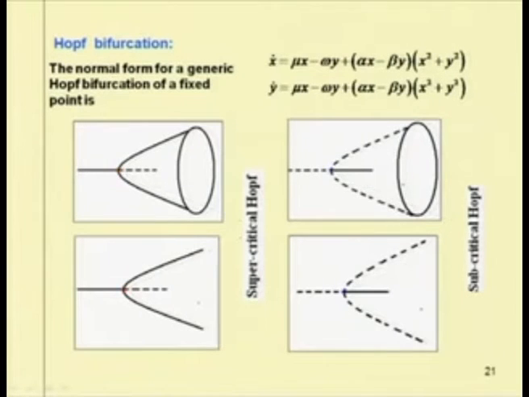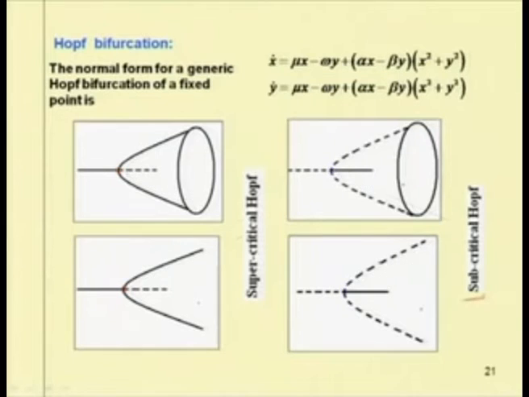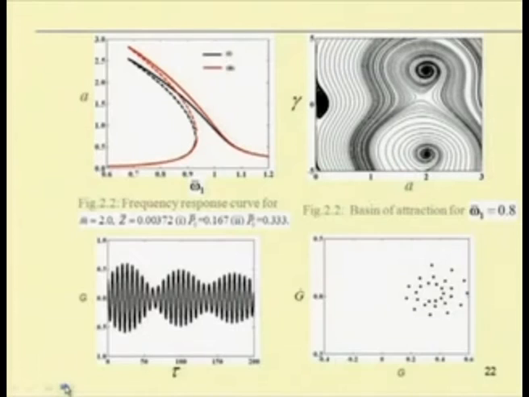So, from a stable fixed point, if you are getting a stable periodic response, then it is supercritical, and from a stable fixed point, if you are getting an unstable fixed point and unstable periodic response, the resulting bifurcation is a subcritical Hopf bifurcation point. So, in this way we know the different bifurcation points, that is, static and dynamic bifurcation points for the fixed point response. These things will be used in our later analysis.